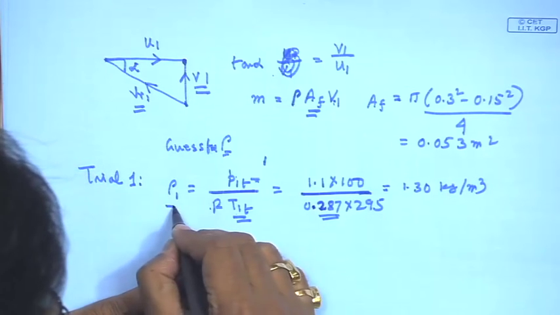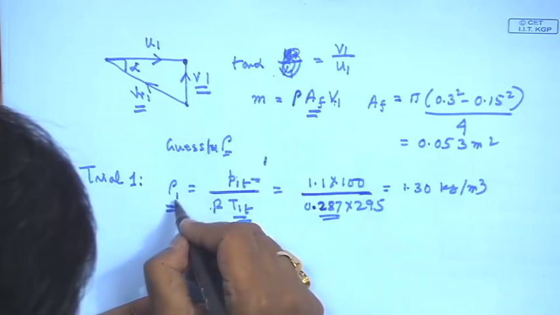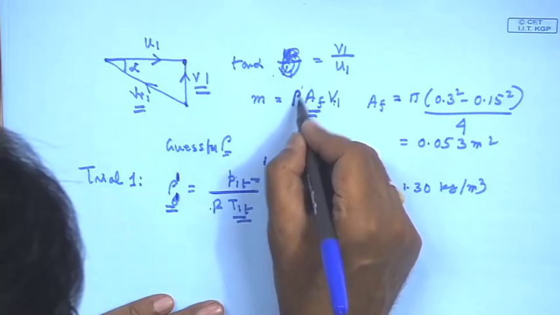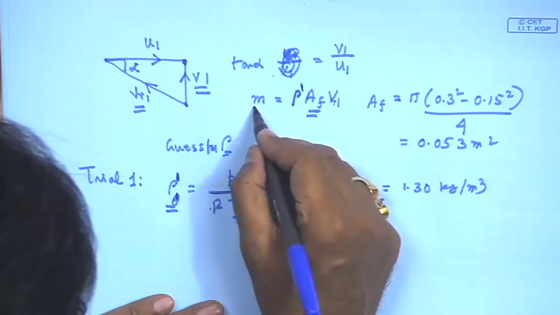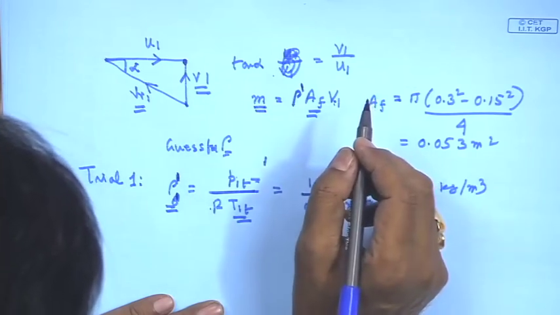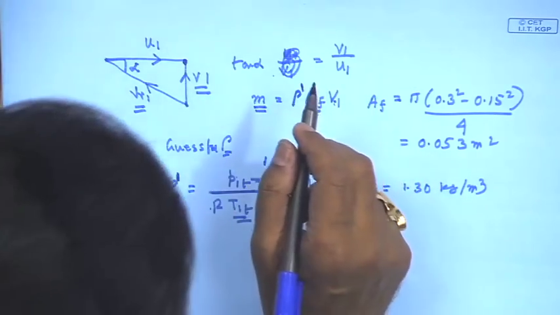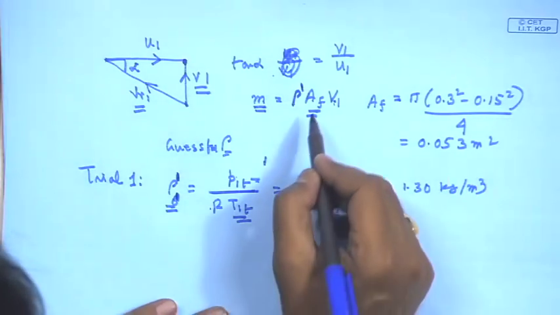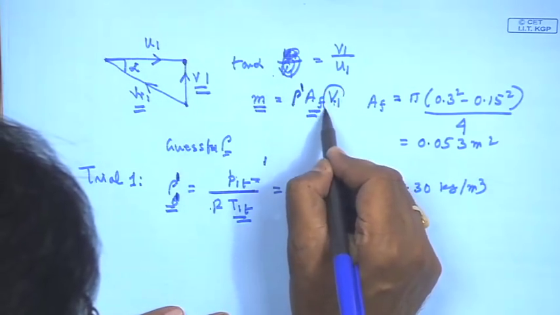Now, if you know this rho 1, trial 1, you put that in, and the mass flow rate is already given in the problem. What is the mass flow rate? Mass flow rate is 9 kg per second. You get a value of V1.